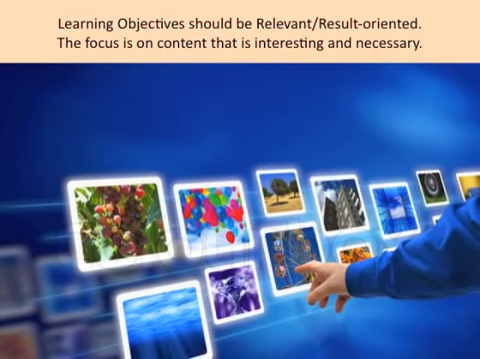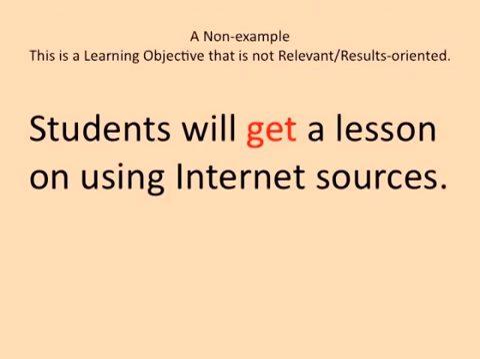Learning objectives should be relevant and results-oriented. They should focus on the results of learning or learning outcomes. Learning objectives should focus lesson planning on content that is interesting and necessary for students to know, be able to do, and understand. This example of a learning objective is not relevant or results-oriented. It does not represent any results-oriented statements that show learning outcomes.